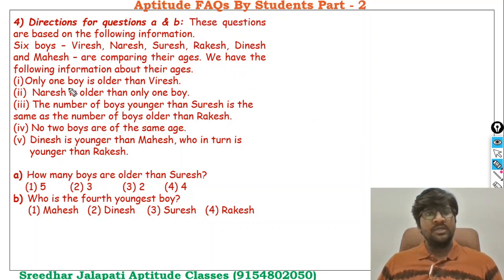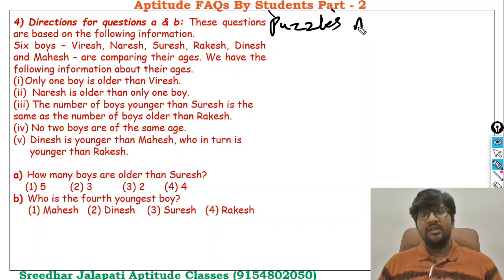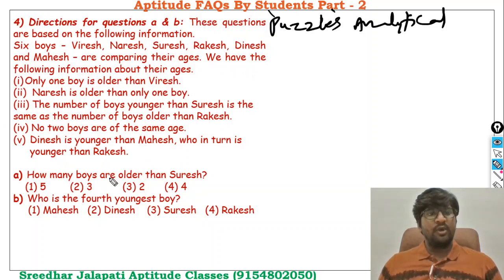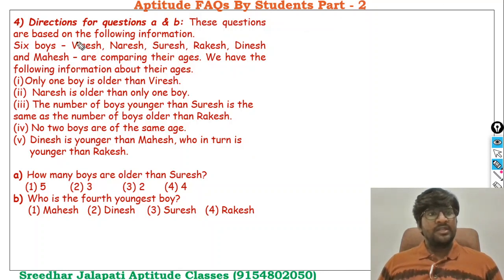This question is from analytical reasoning. Some people also call it puzzles. Whatever the name of the topic, puzzles or analytical reasoning, it's all about being given theory information followed by some questions. Now what the information is saying: there are 6 boys, Viresh, Naresh, Suresh, Rakesh, Dinesh and Mahesh. They are comparing their ages. And regarding their ages, we are given some information, 5 points, followed by 2 questions. So this information is indirectly asking us to arrange these 6 boys according to their ages.